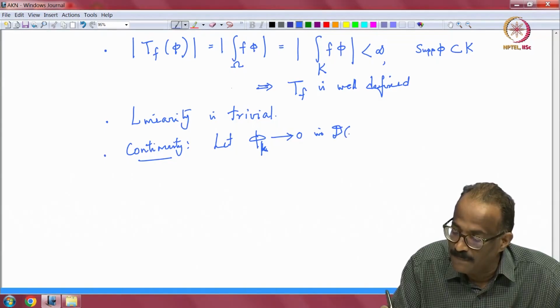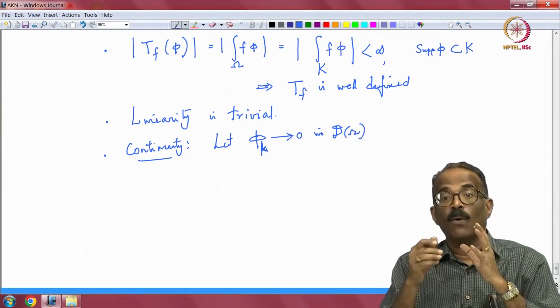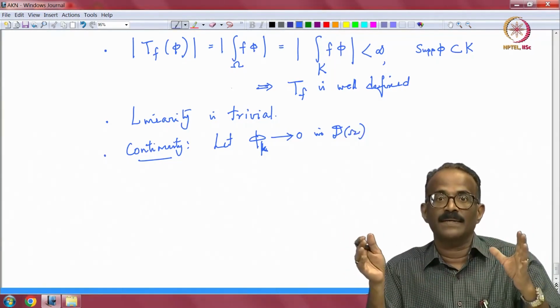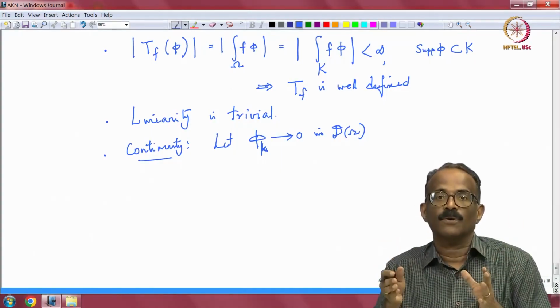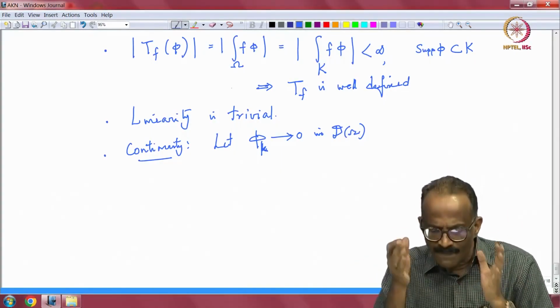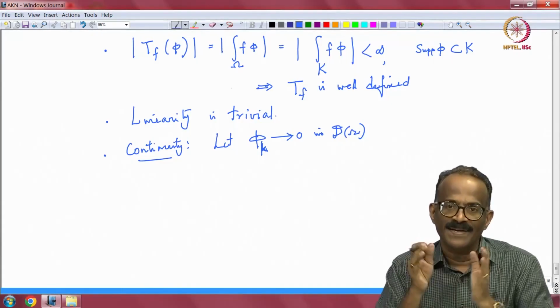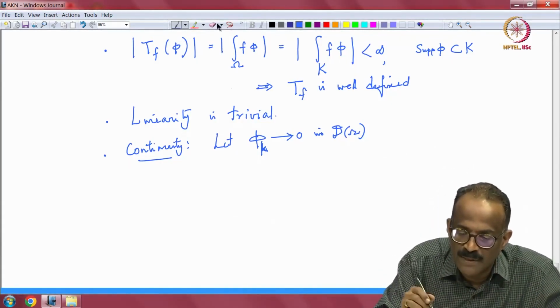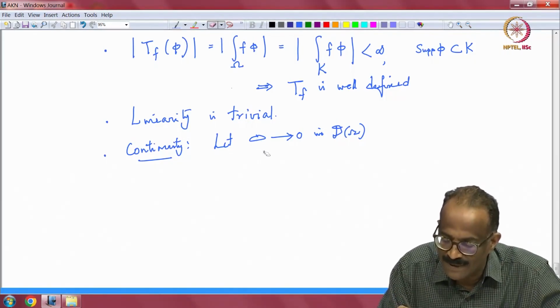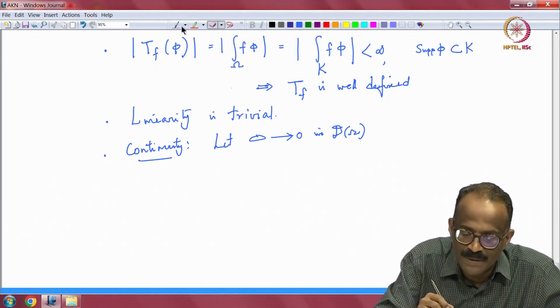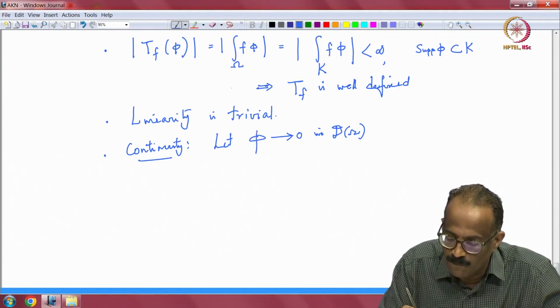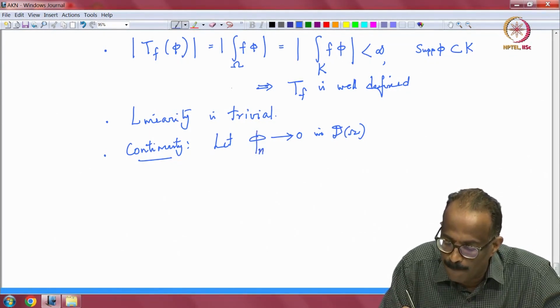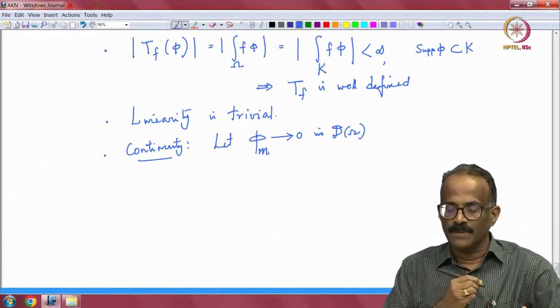What does that mean? Phi k and all its derivatives, all multidimensional derivatives, go to 0 uniformly, and the support of phi k is contained in a compact set K. Maybe it is not nice to use this k here. So, probably it is better to use phi m. Okay, phi m goes to 0.